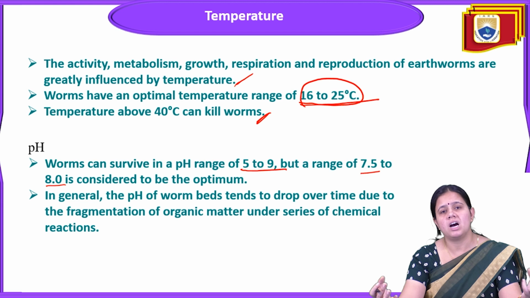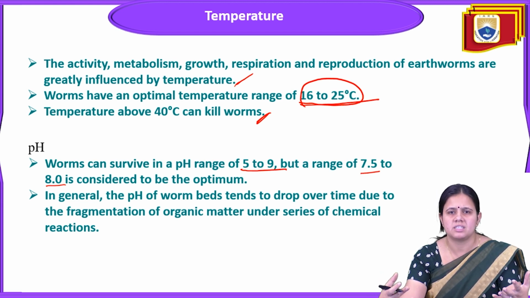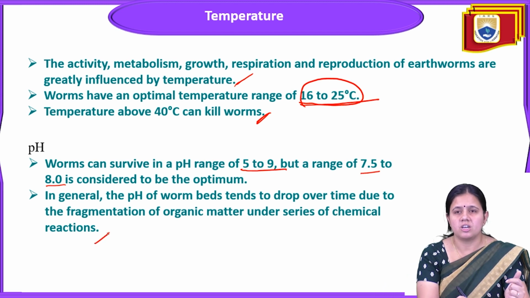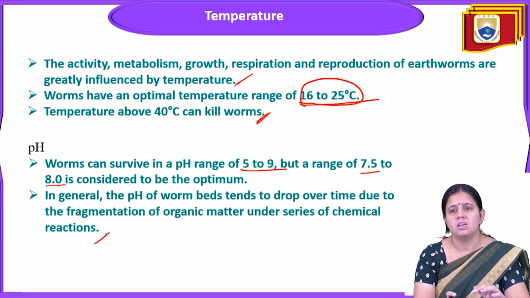So when the earthworm is working, lots of chemical reactions will be there inside the chamber. With those chemical reactions, with the release of many chemicals, the condition inside the worm beds will sometimes be more acidic, or sometimes a basic condition will be created. So the pH in this earthworm bin should be in the range of 5 to 9, or in the range of 7.5 to 8, which is considered the optimum.